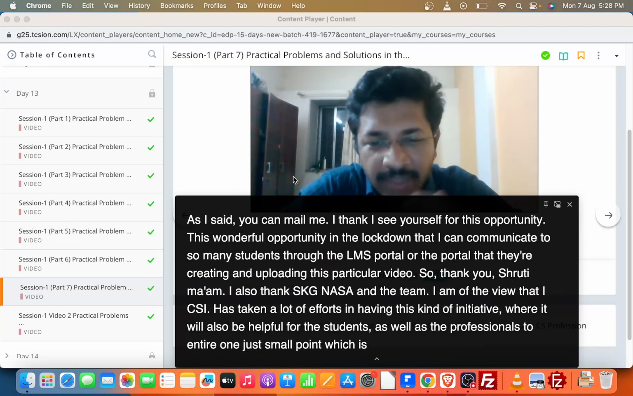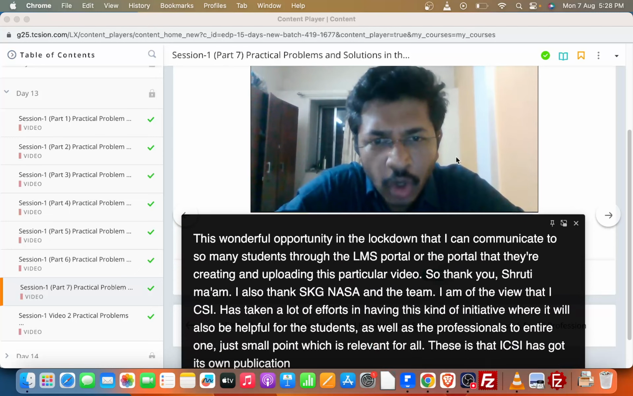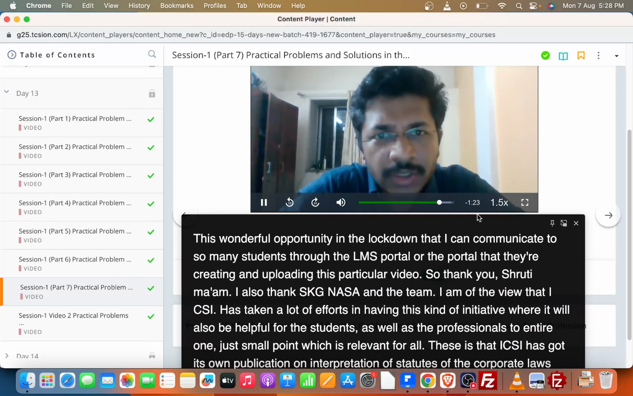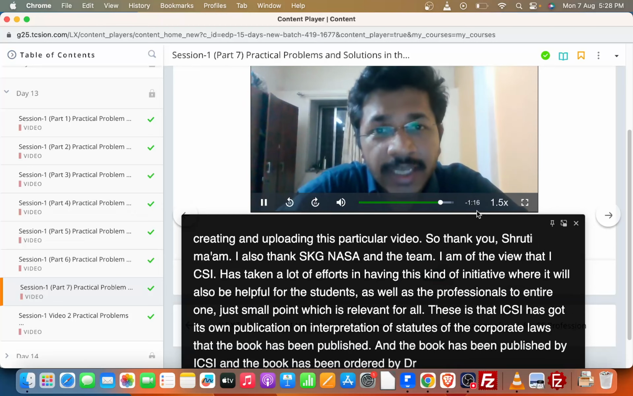One small point which is relevant for all these students is that ICSI has got its own publication on interpretation of statutes of the corporate laws. The book has been published by ICSI and the book has been authored by Dr. K.R. Chandratre sir.